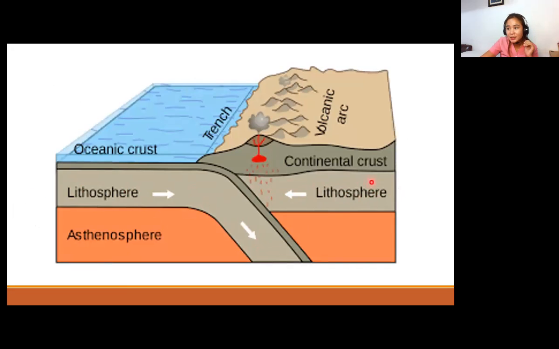Sa less dense, siya yung nagka-crumple. So kapag nag-crumple siya, so syempre, di ba nag-crumple dito sa part na to. Nagkakaroon ng mountain ranges and then volcanic arc. Okay? Siya yung dahilan kung bakit nagkakaroon ng volcanic arc or mountain ranges.